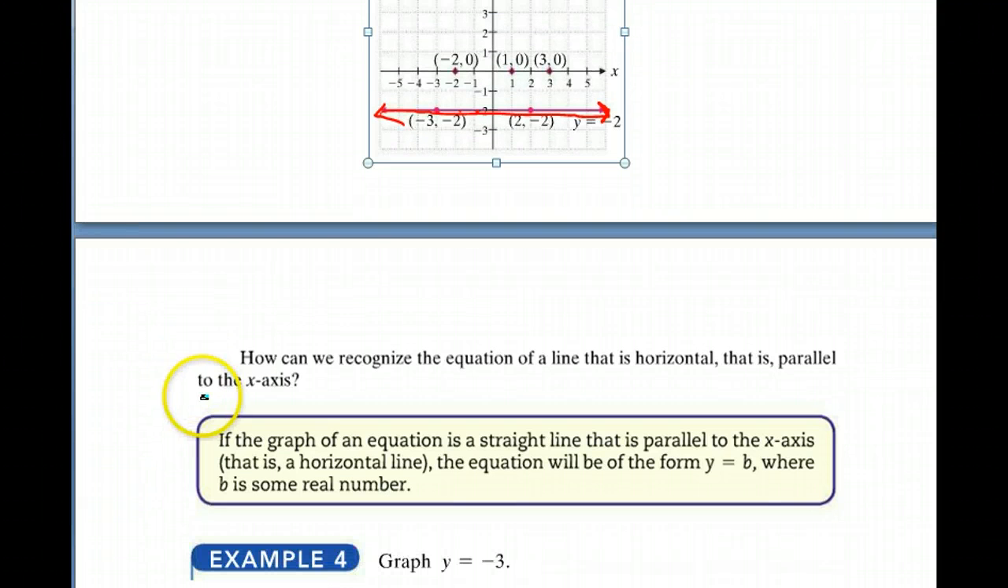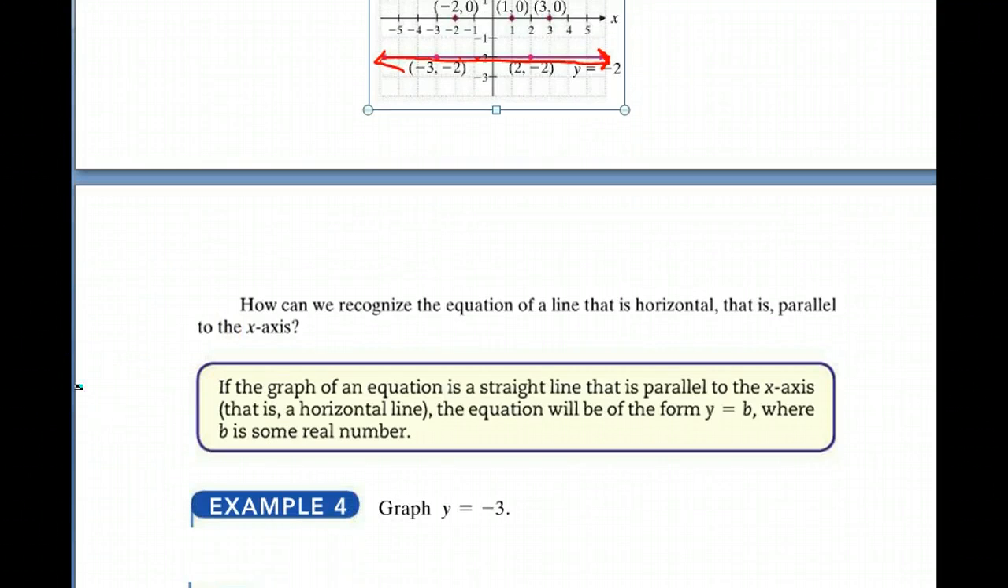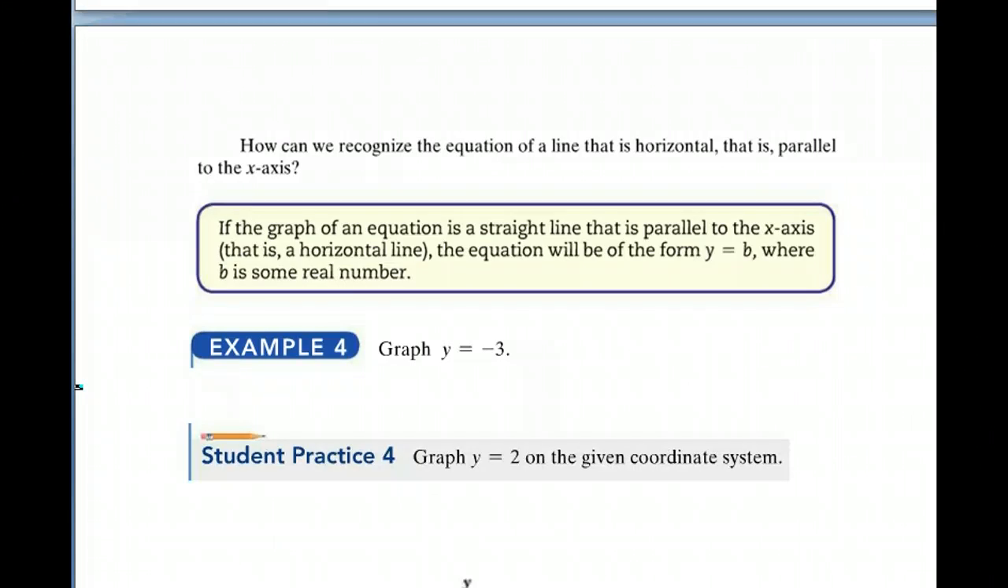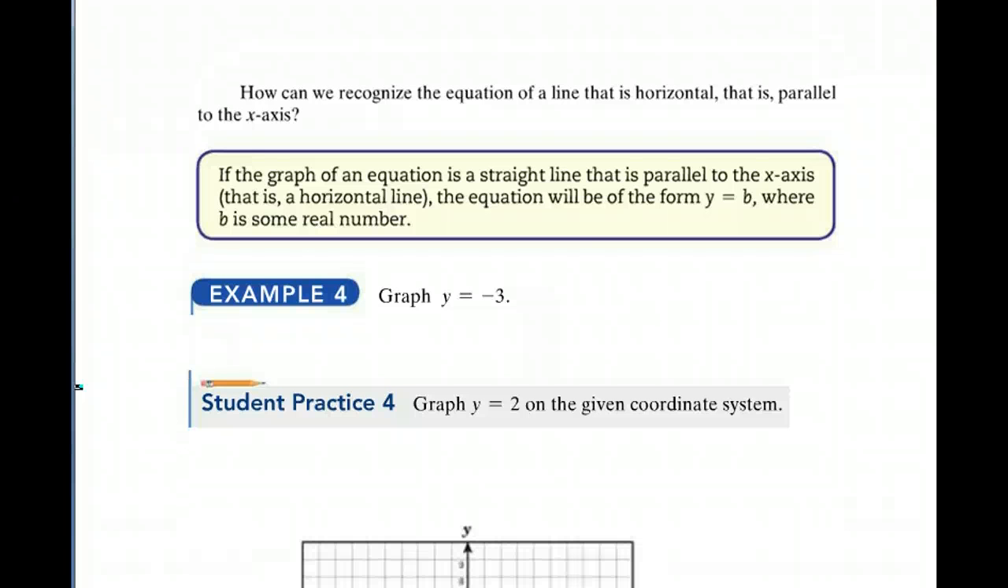Now, how can we recognize the equation of a line that's horizontal and one that's parallel to the x-axis? If the graph of that equation is a straight line that's parallel to the x-axis, meaning it's a horizontal line, the equation will always be in the form of y equals a number. And that number will be some number in our real number system.